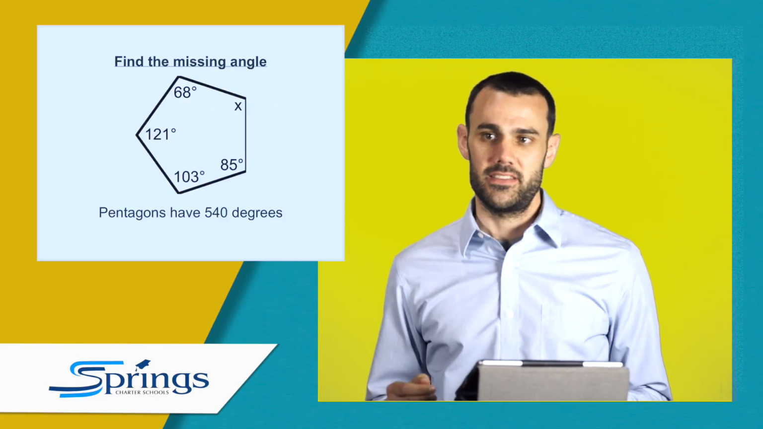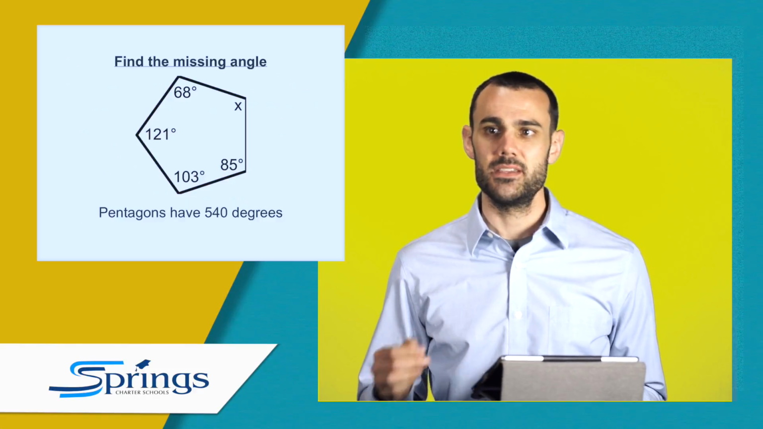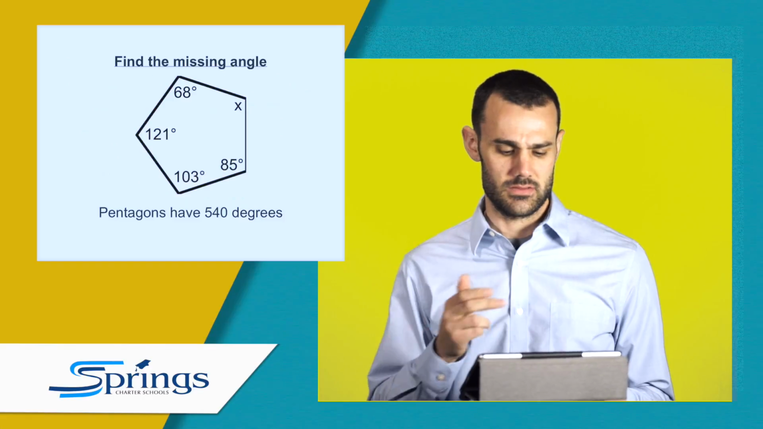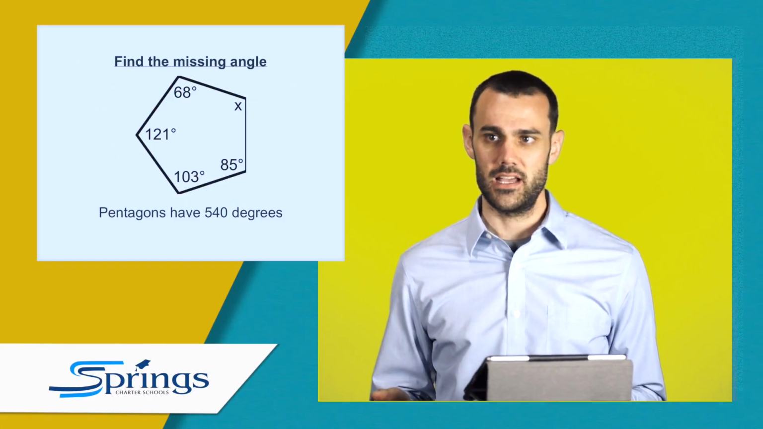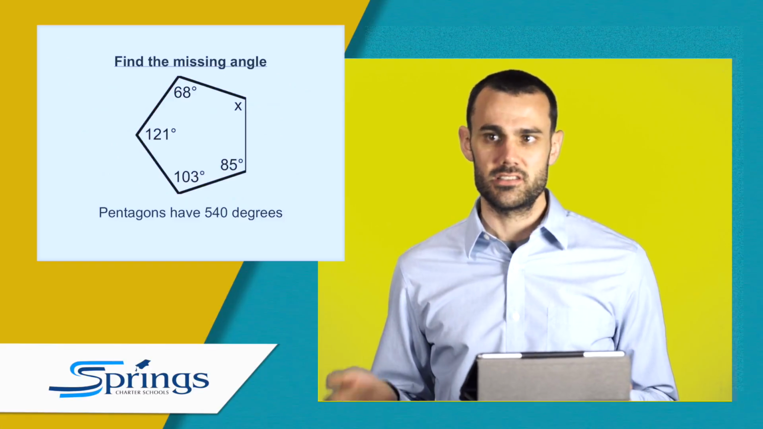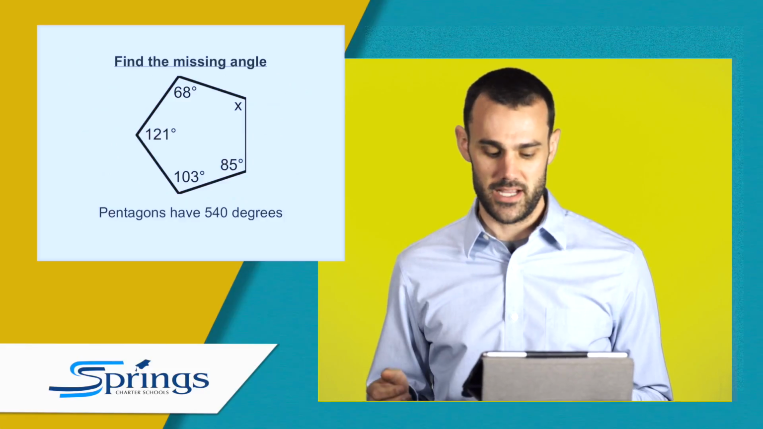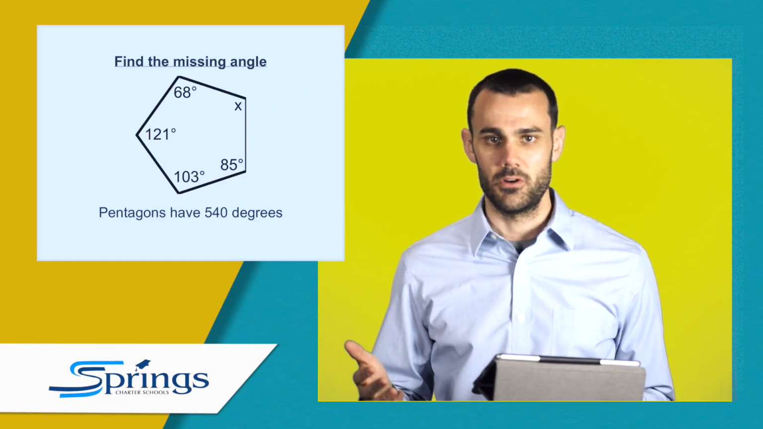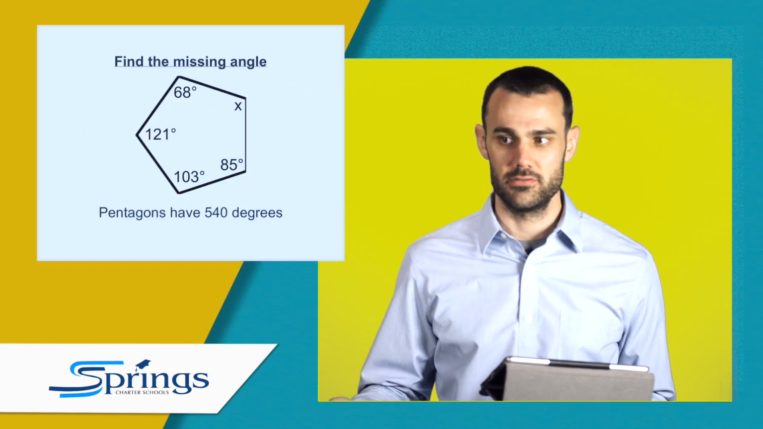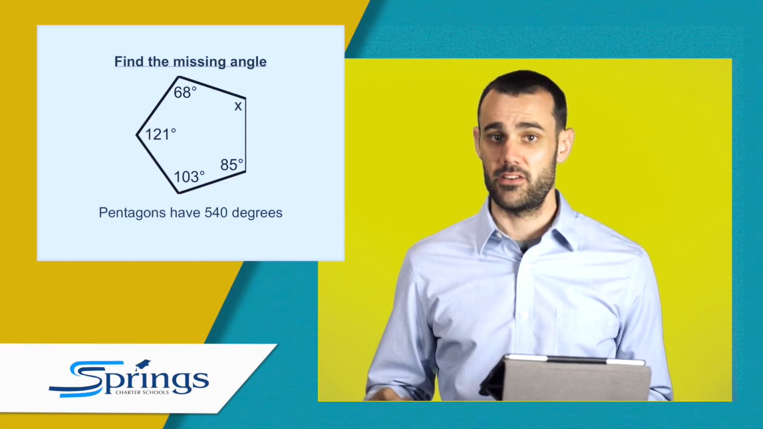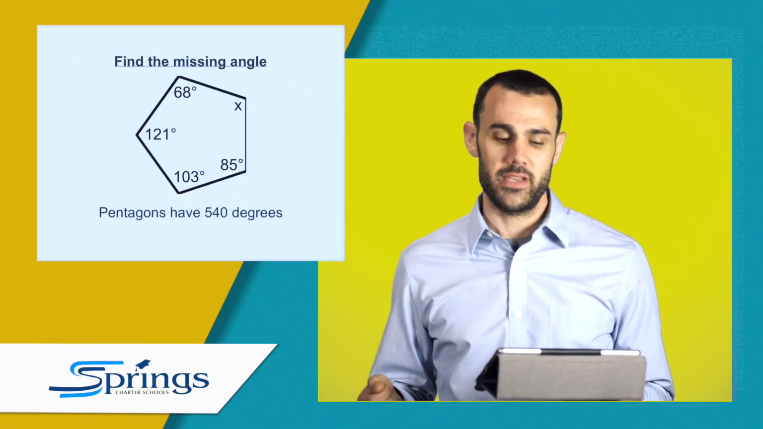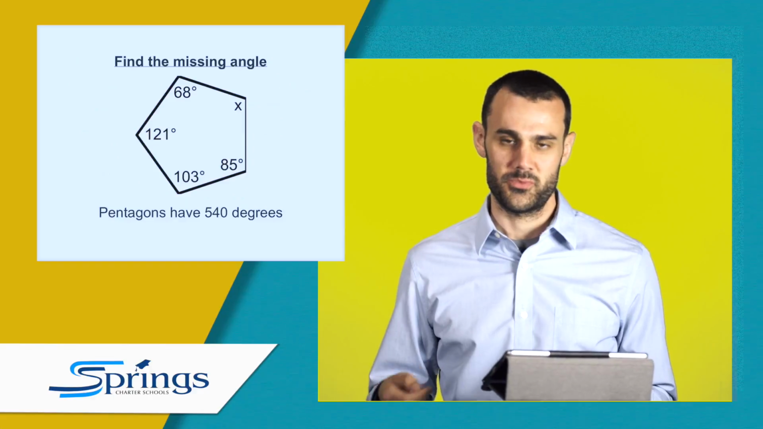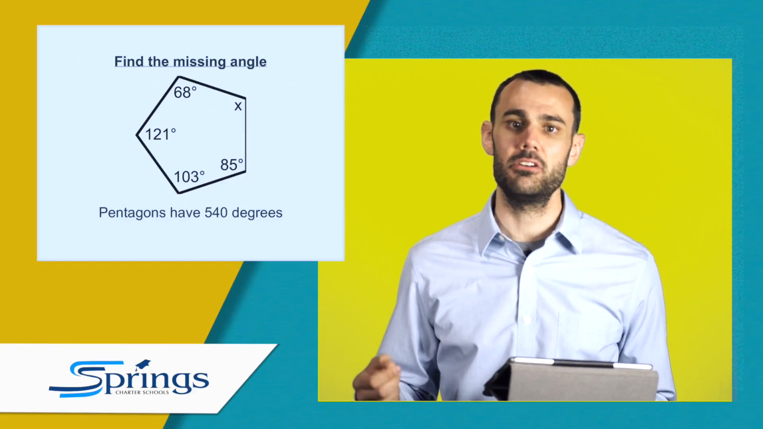So let's take a look at this example. We're asking you to find the missing angle here. So first of all, how many sides does this have? Well, it has 1, 2, 3, 4, 5 sides. Now, we just solved in our previous problem that the 5-sided shape had 540 degrees. Well, we need to double check to make sure this is true. We have to prove that this is true. So pentagons again have 540 degrees. So the angles we have are 68, 121, 103, and 85 degrees. We're looking for that final 5th angle measurement.